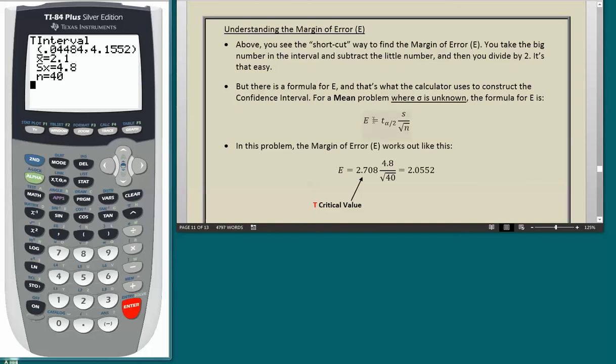So here is the formula for E. E equals t alpha over 2 times s over the square root of n. t alpha over 2 is called a critical value. And the only tricky part of using this formula is finding the critical value. So in this problem, the margin of error works out like this. s and the square root of n are easy because both of those are given to us in the problem. The problem gives us s, which is 4.8, and the problem gives us n, which is 40. So that part is easy. The only tricky part is finding the t critical value. And again, t alpha over 2 is called a t critical value.